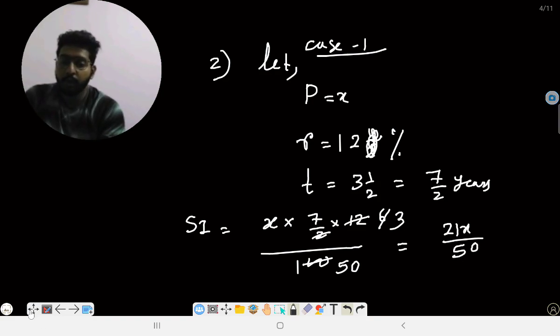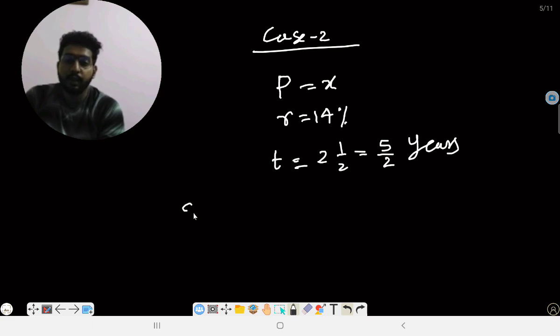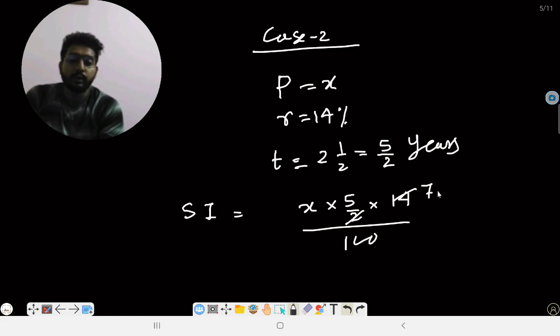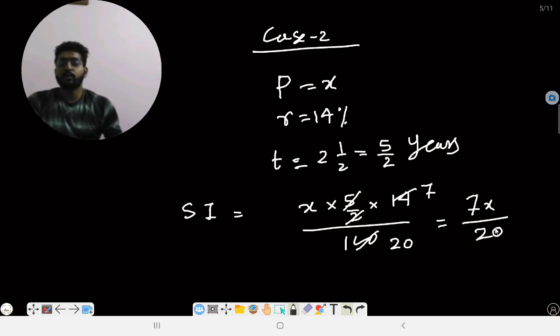Now we have to find the SI in the second case. Again SI equals P into T into R by 100. Again by 2 it will be 7, and by 5 it will be 20. So that will be 7x by 20. So this is the case 2 SI.